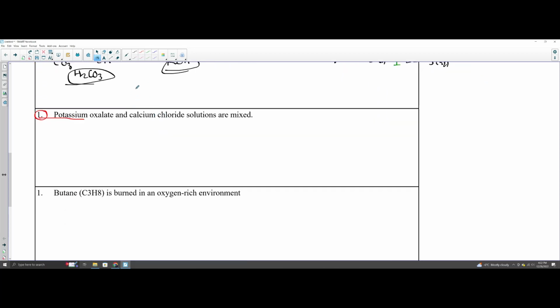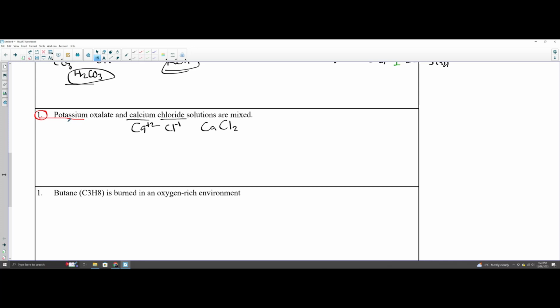Let's try the potassium oxalate solution. So potassium oxalate and calcium chloride. Calcium is a +2, chloride is a -1. So that's a simple ionic compound, CaCl2. Of course, 2 chlorines to balance out the +2 on the calcium.